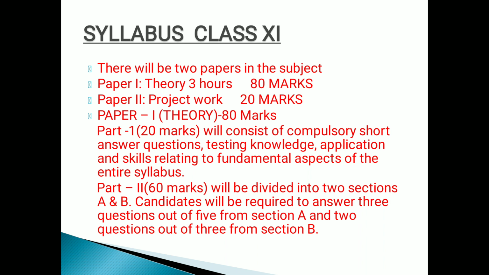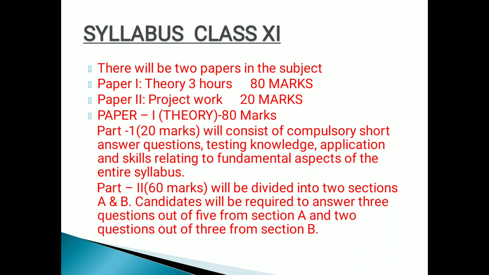Then I'm going to again categorize paper 1. Paper 1 theory, right? That carries 80 marks, is being divided into part 1 and part 2. Now part 1, 20 marks, right? In 80 marks theory, you will be having 20 marks in part 1 and 60 marks in part 2. Now 20 marks in part 1 will consist of compulsory short answer questions, testing knowledge, application and skills relating to fundamental aspects of the entire syllabus.